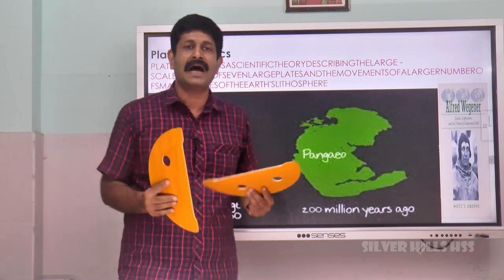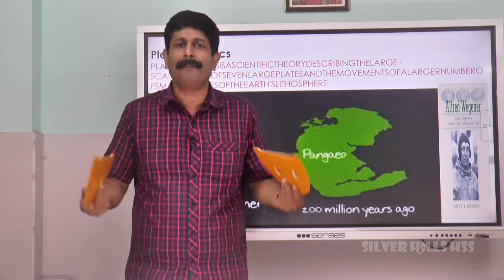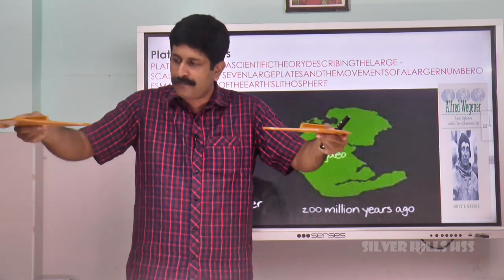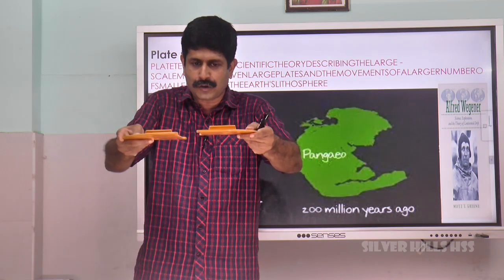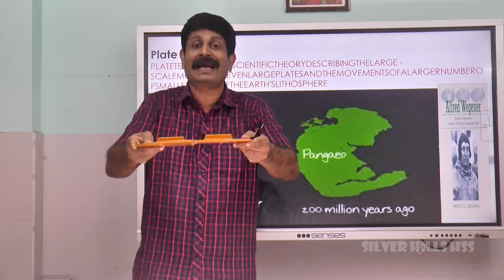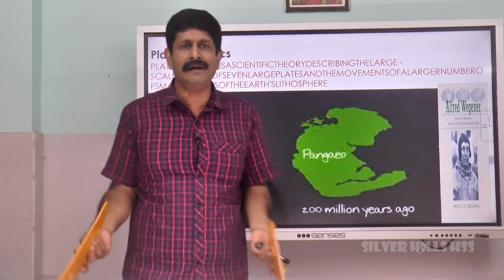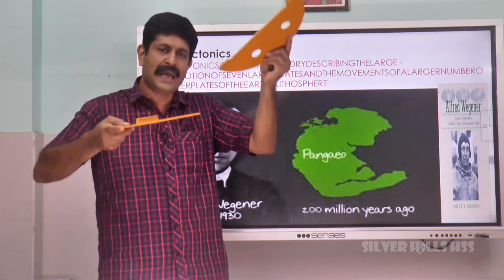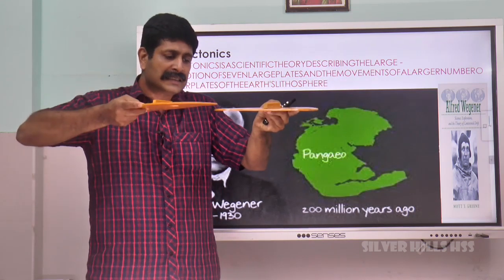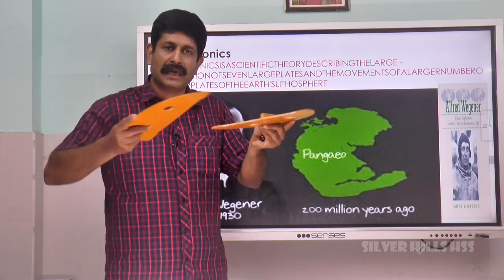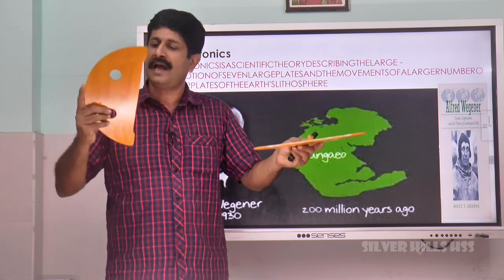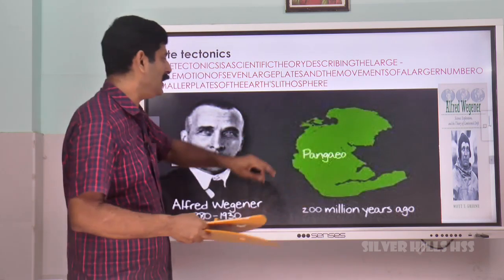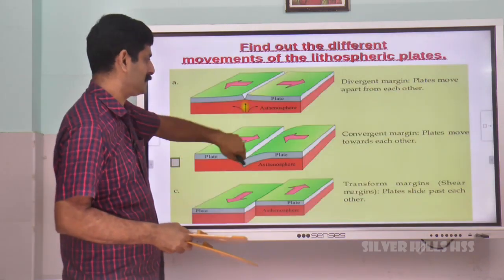The second movement is the convergent movement. If anything happens inside the earth and two plates, plate A and plate B, move towards each other, we call it a convergent margin. The third movement is sliding past one another. The A plate and the B plate slide past each other. This we call the transform movement of the plates.